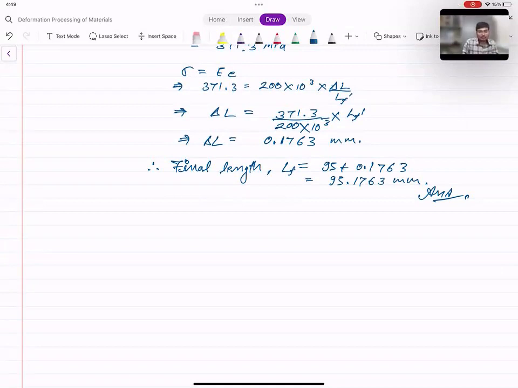So with this, we will close this session, or we will end for today. And from the next lecture onwards, we'll look at various operations or various metal forming processes.